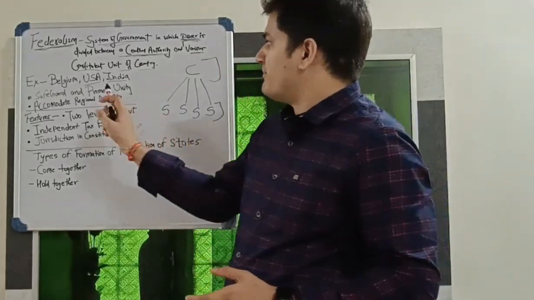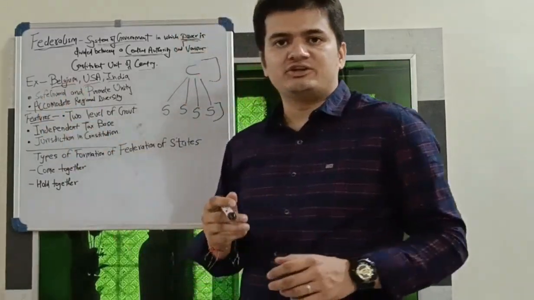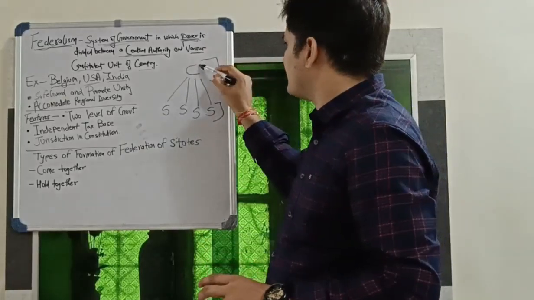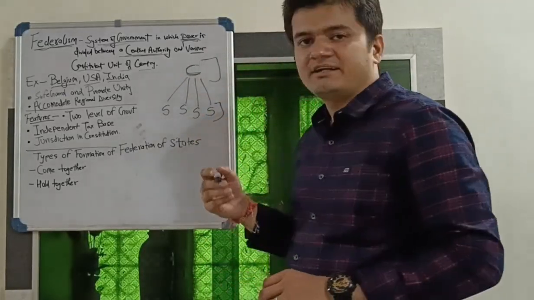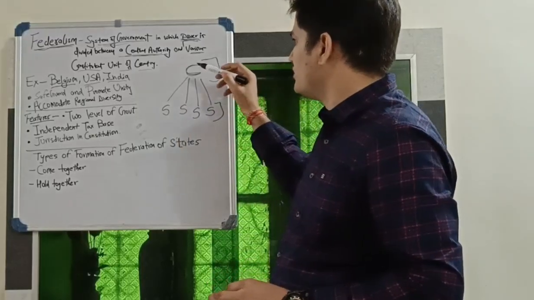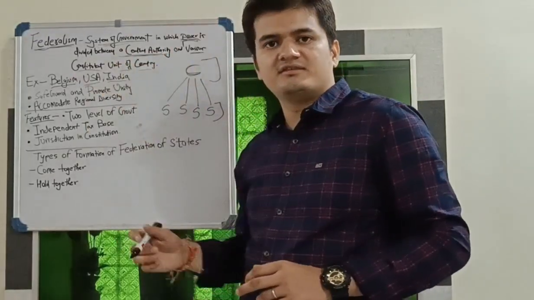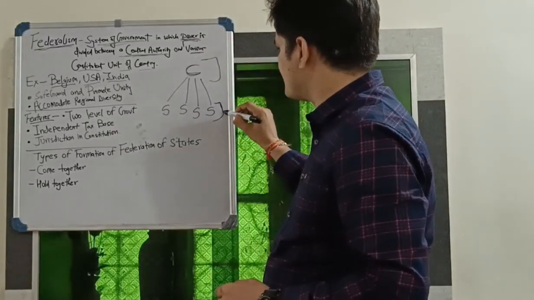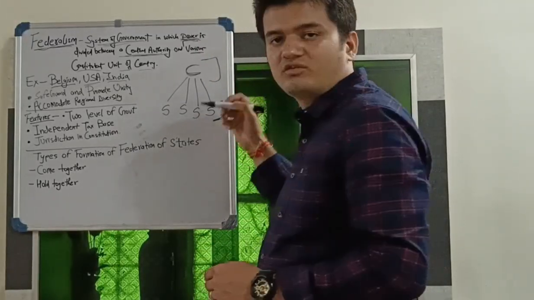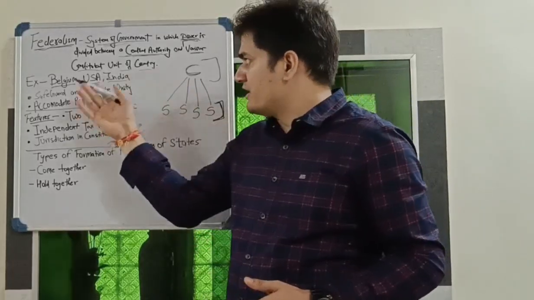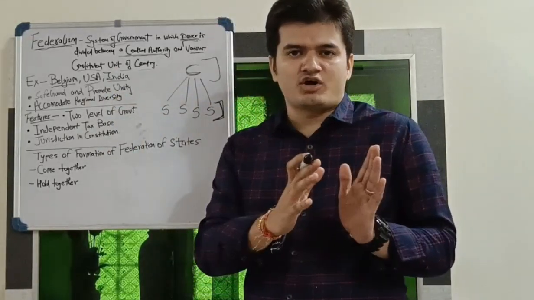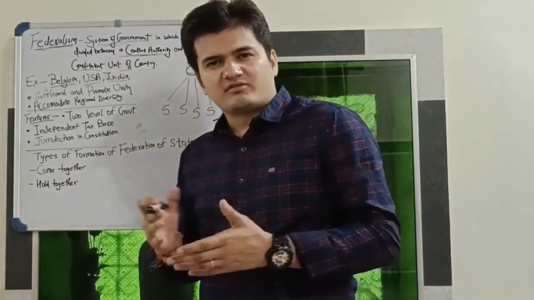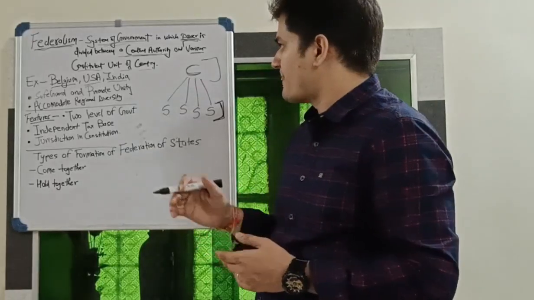And another example is Belgium. Basically it was a unitary form of government, that means all the power lies in the central government. But in 1993, a new political system known as federalism was introduced in Belgium, and as a result, some power was distributed to the constituent states also. So it changed from the unitary form of government to the federal form of government. So these are a few examples of federal political systems.